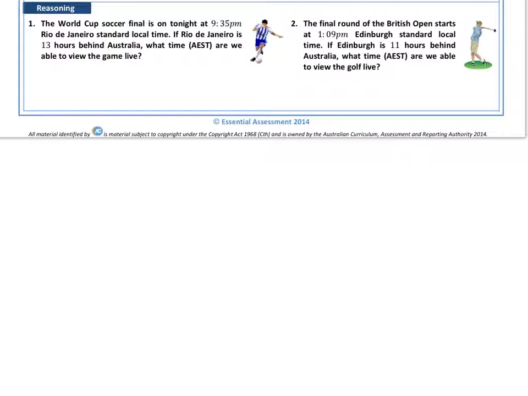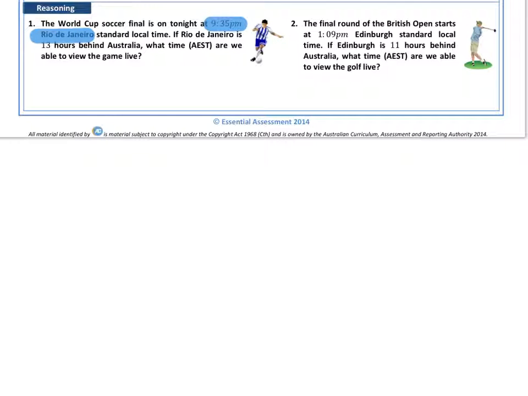As with any word problem, we need to read the question carefully and underline any key information. The first question reads, "The World Cup soccer final is on tonight at 9:35 p.m. Rio de Janeiro Standard Local Time. If Rio de Janeiro is 13 hours behind Australia, what time, Australian Eastern Standard Time, are we able to view this game live?" So the key information here is that the start of the game is at 9:35 p.m.